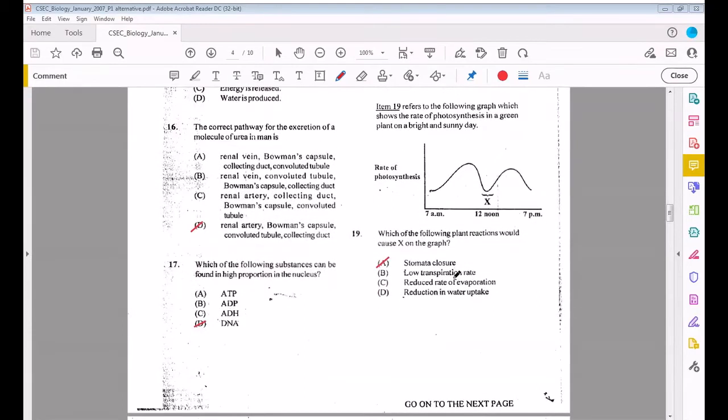Item 19 refers to the following graph, which shows the rate of photosynthesis in a green plant on a bright and sunny day. So, which of the following plant reactions would cause X on the graph? X is that decrease, which is around 12 noon. So, it's a decrease in the rate of photosynthesis. The answer is A, the stomata closure.